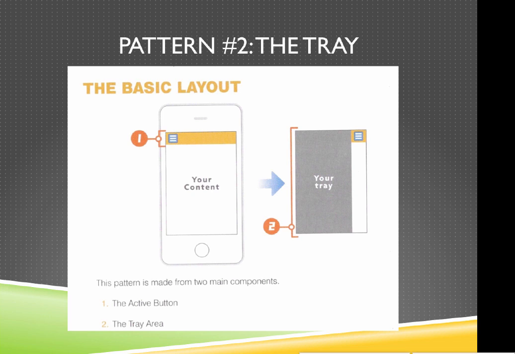So there's 2 main components to the tray pattern, the active button and the tray area. So the active button essentially universally communicates that if pressed, more options will be presented to the user.